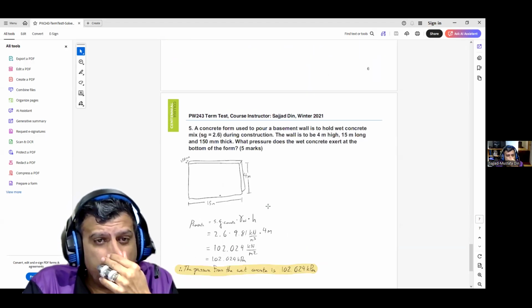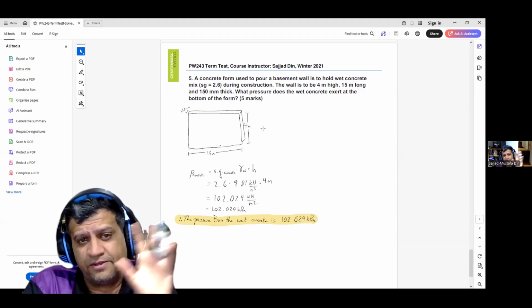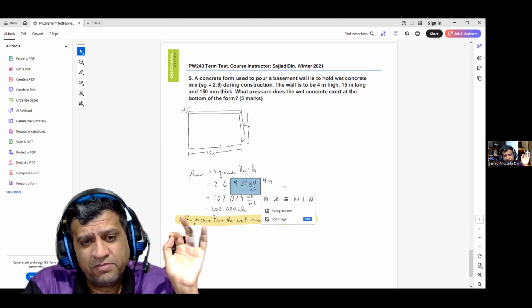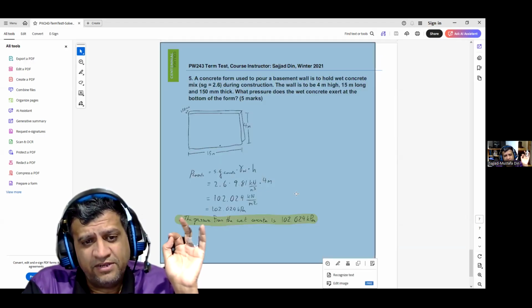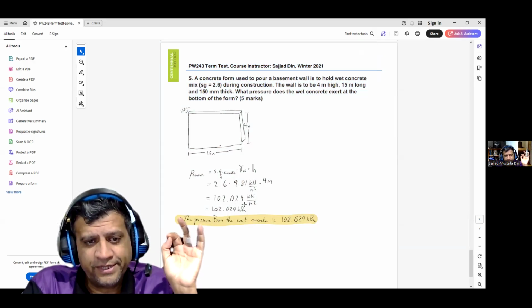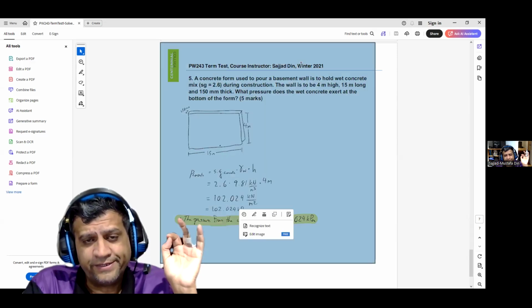And in this case, all you have to worry about is the height. You know the specific gravity is 2.6, multiply that by 9.81, and multiply that by the height. And you should get 102.024 kilonewtons per square meter, which is also equal to 102.024 kilopascals. So that was what you needed to do to get the full marks in the test.